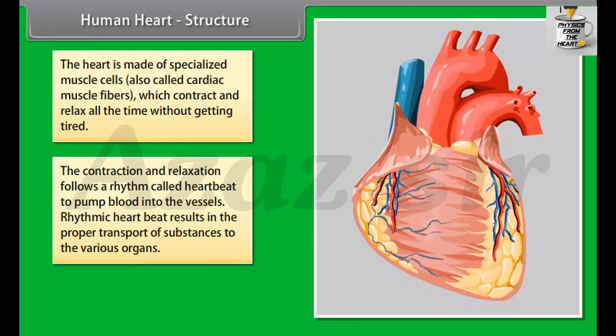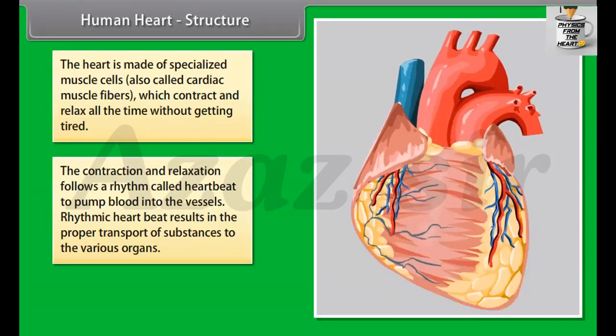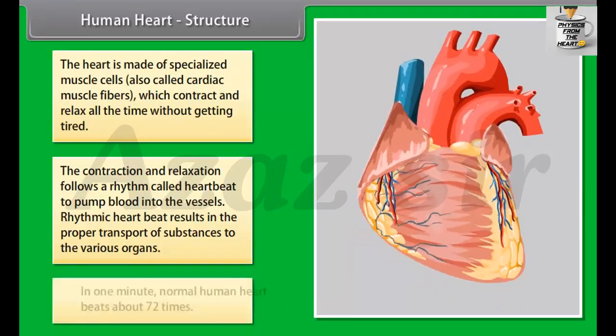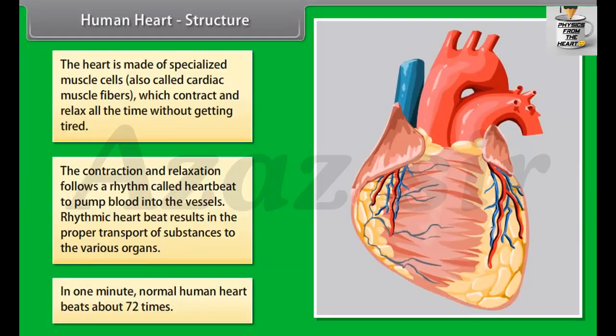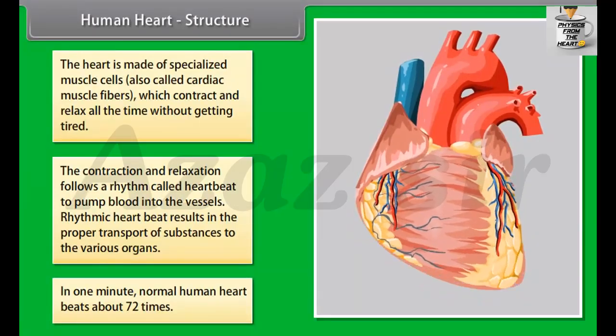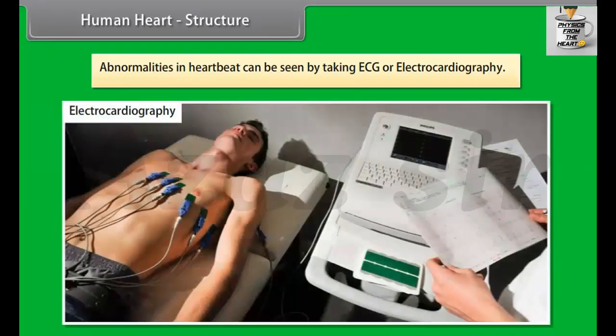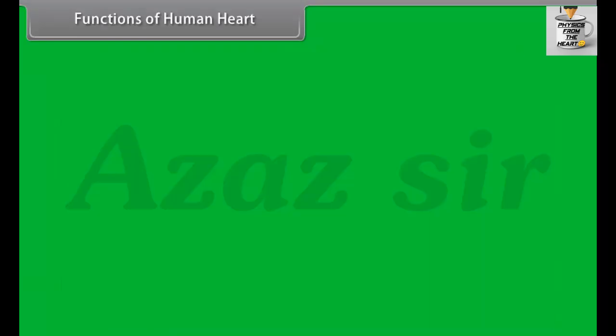Rhythmic heartbeat results in the proper transport of substances to the various organs. In 1 minute, a normal human heart beats about 72 times. Abnormalities in heartbeat can be seen by taking ECG or electrocardiography.